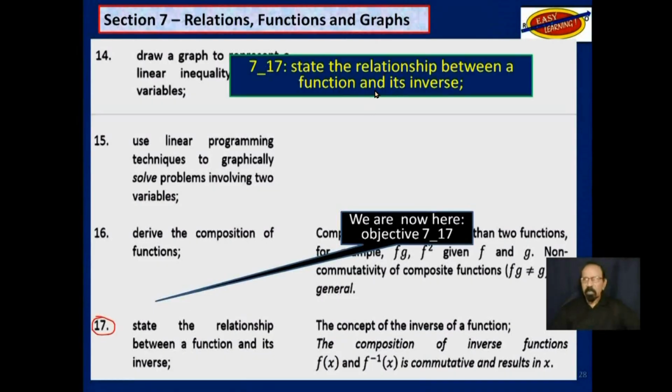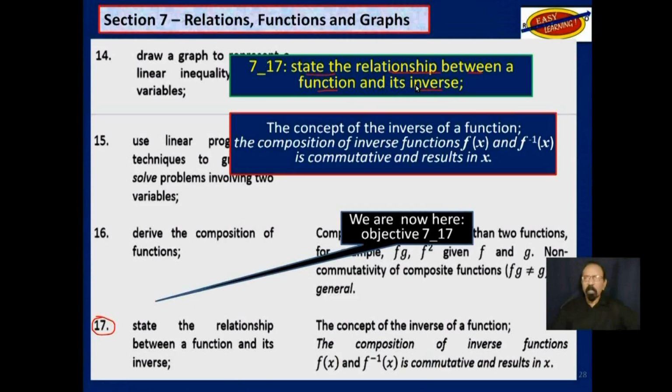And it says, state the relationship between a function and its inverse. And the explanatory notes down here say: the concept of inverse of a function, you need to know what that is, and the composition of the functions f of x and inverse f of x is commutative and results in x.